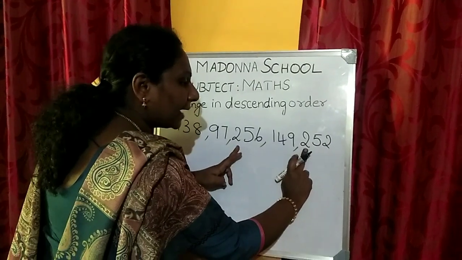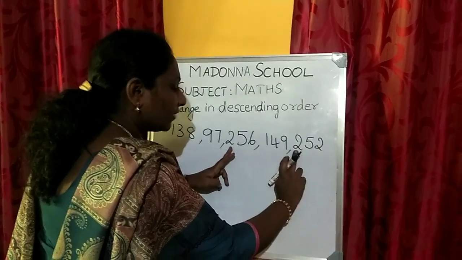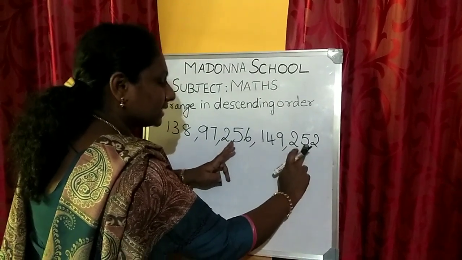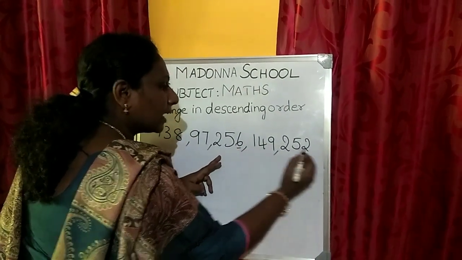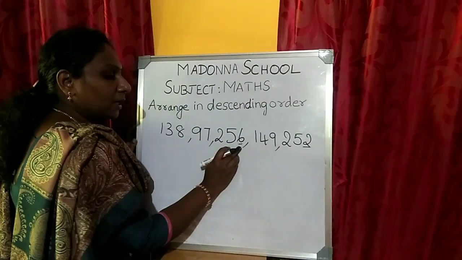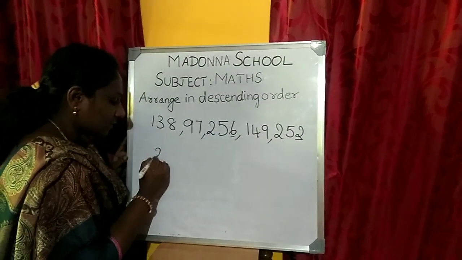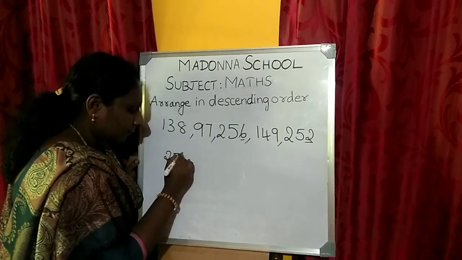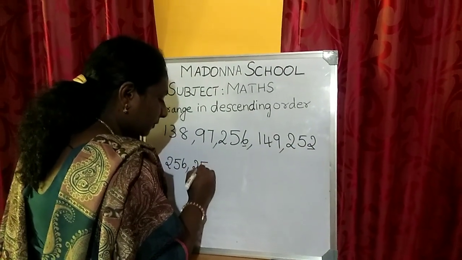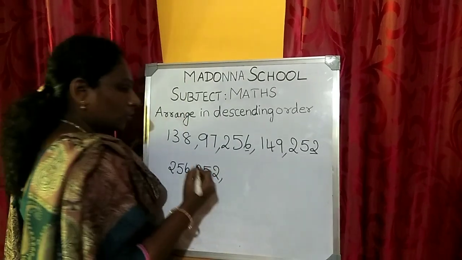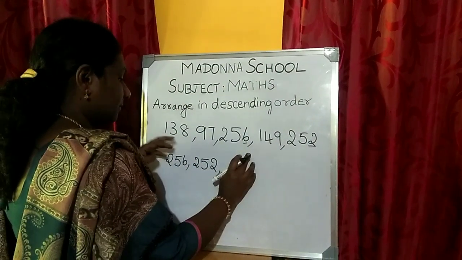So compare these two numbers. The first digit 2 is same. So compare the second digit. The second digit is also same. Then what should you do, children? Compare the last digit. Which is bigger? 256 is bigger. So 256 should come first. The next is 252.